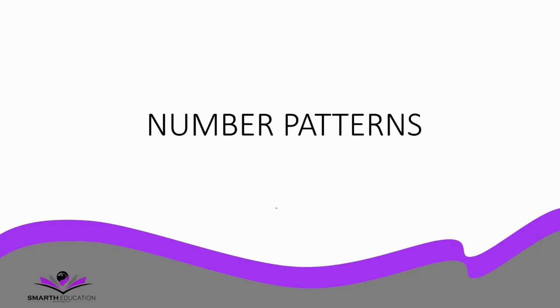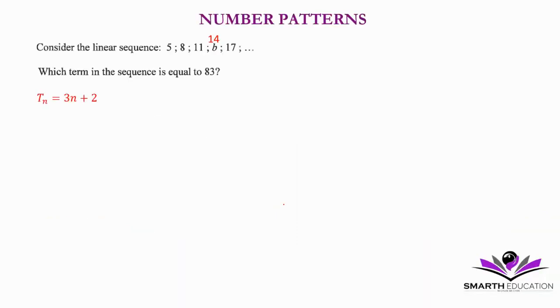Welcome back. Let's do question 314. Consider the linear sequence 5, 8, 11, 14, 17. Which term of the sequence is equal to 83? We managed to find the general term in the previous questions. So now we want to find which term in this sequence is equal to 83.